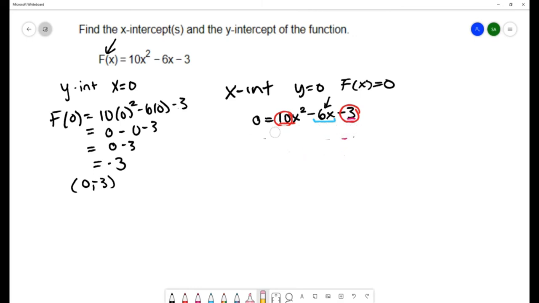So what's nice is that we do have a different method for solving quadratics that does work no matter what, and that is to use the quadratic formula. We also have another method we could use called completing the square, but we're going to use the quadratic formula.